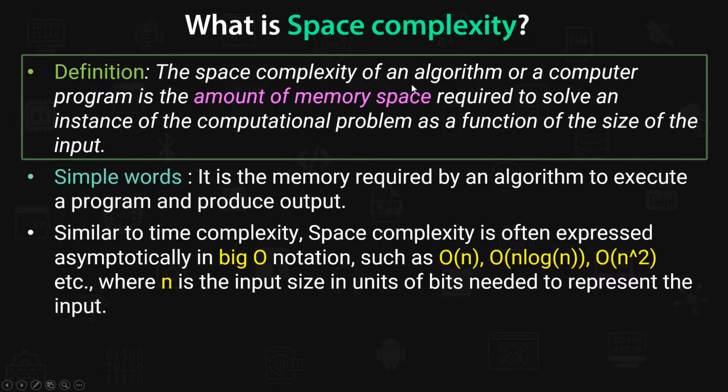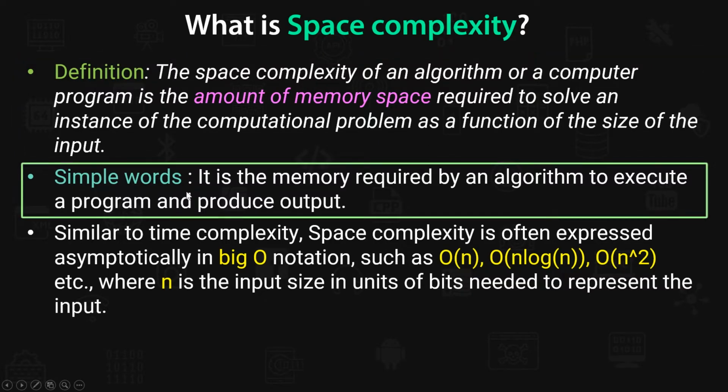Now the space complexity of an algorithm or a computer program is the amount of memory space required to solve an instance of the computational problem as a function of the size of the input. Now this sounds like a little tricky and little difficult definition because it's directly from Wikipedia and they don't make it easy, right? So put it in simple words, it is the memory required by an algorithm to execute a program and produce output. That's the very simple definition.